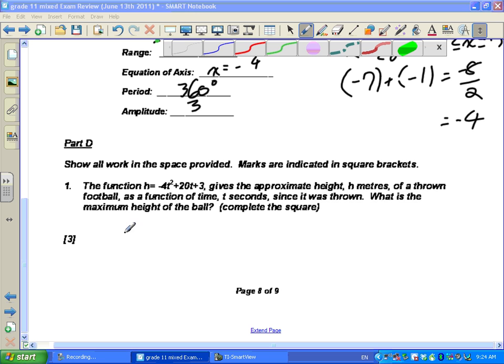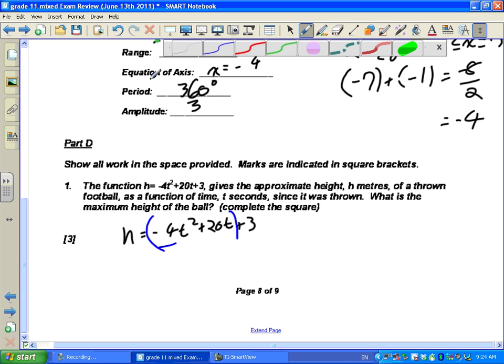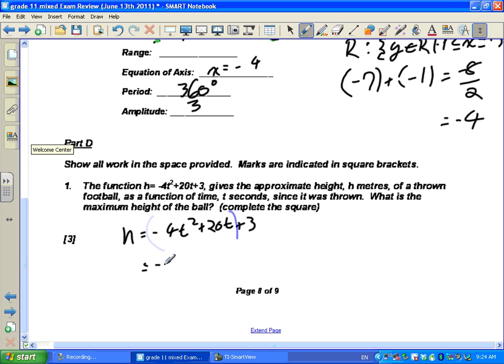So we have the equation h is equal to negative 4 t squared plus 20t plus 3. To complete the square, I'm going to take out the number in front of our squared variable. And I'm going to take it out of the first two terms. Think of that as almost like a common factor. So I take negative 4 out. I'm left with t squared minus 5t, because I divide 20t by negative 4, plus 3.